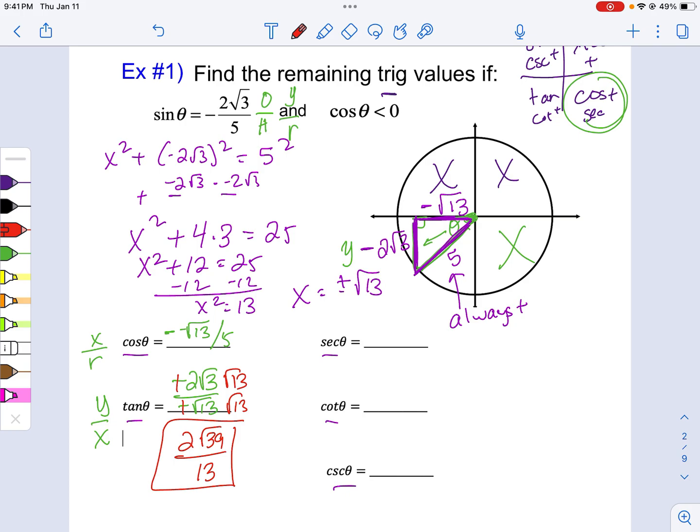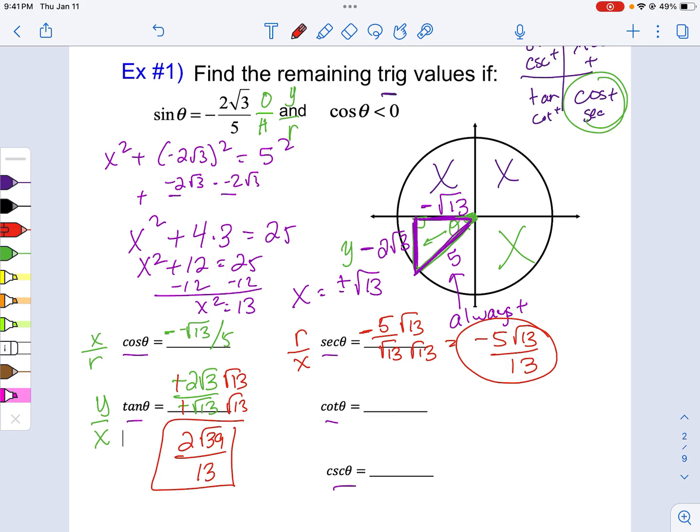Now, the nice thing with secant, cotangent, and cosecant is we can go ahead and just take those previous values that we found. So for secant, we know it's the reciprocal of cosine, so it's just going to be r over x. So since this right here is x over r, I know I can just flip it. So I get 5 on top and root 13 on the bottom, and one of them has to be negative. It doesn't matter where you put the negative sign. So then we've got to rationalize that fraction. So I get negative 5 root 13 over 13 for my secant value.